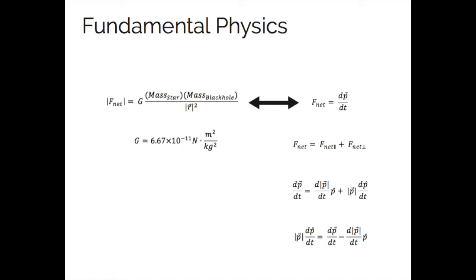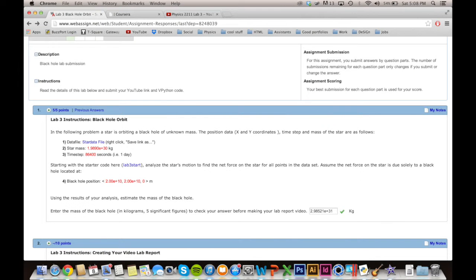To begin the Lab 3 code, I downloaded the net force from Stardata start Python file and the Stardata CSV file. These two files allowed me to find the mass of the black hole with the code changes taken into account. The Stardata CSV file provided the different locations for the star as it travels around the black hole over time.